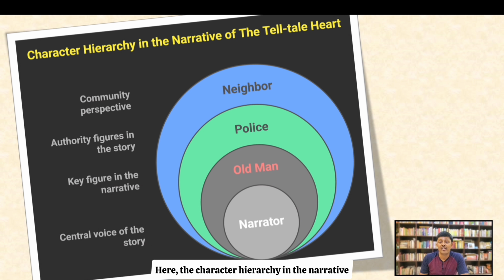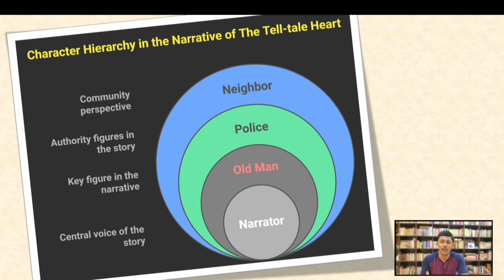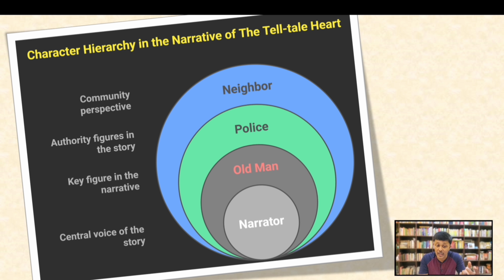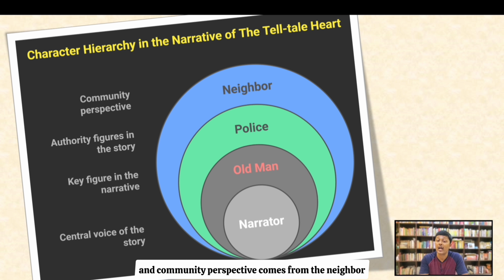Here, the character hierarchy in the narrative of The Telltale Heart. The text shows the narrator, old man, police, neighbor. In that way, first comes the narrator, then the old man, then the police, then the neighbor. So the central voice of the story is the narrator. The key figure in the narrative is the old man. The authority figure in the story is the police, and the community perspective comes from the neighbor.